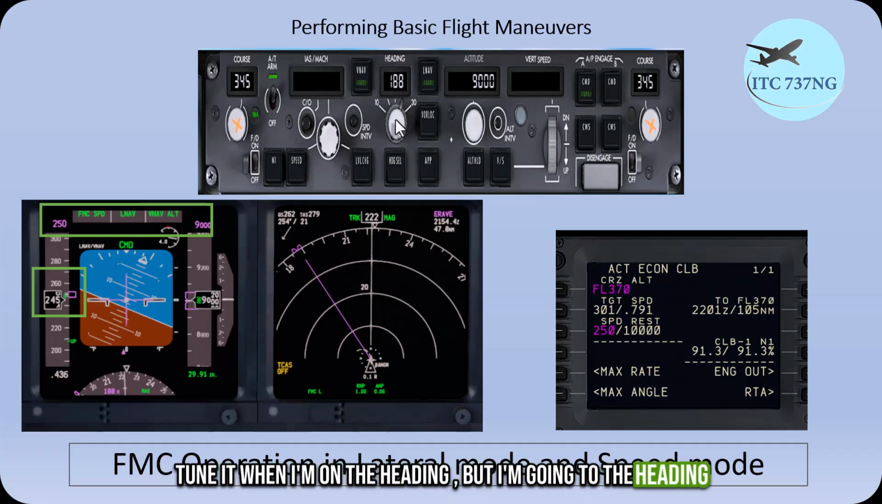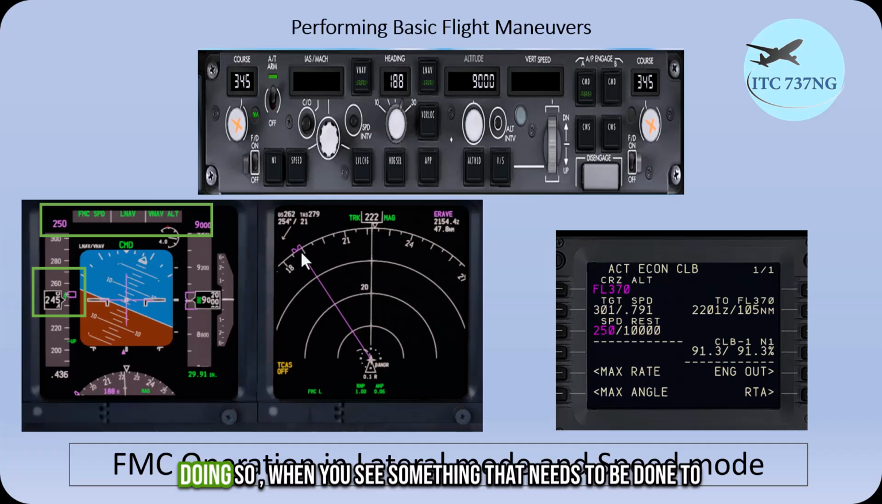But I'm going to the heading knob, I'm looking down here, and I set my course indice. Gang, always be monitoring the aircraft in every profile, and in doing so, when you see something that needs to be done to marry up the aircraft with its different tools, do it. Don't be sloppy. Be professional.